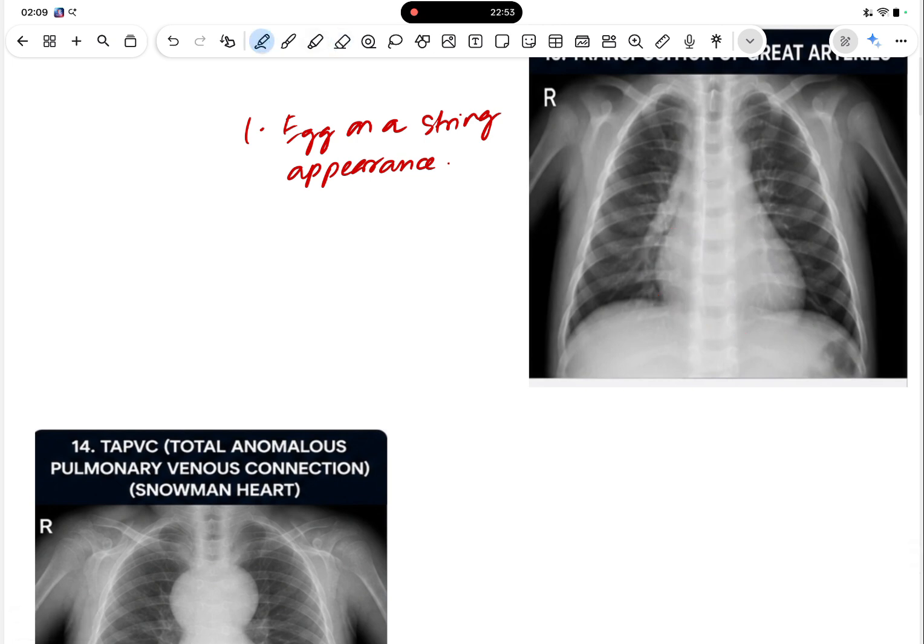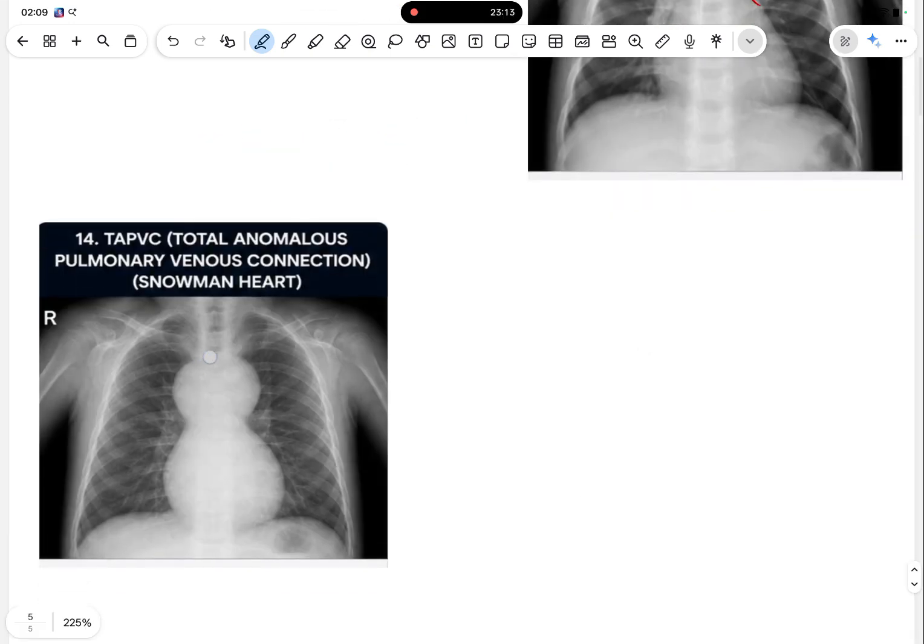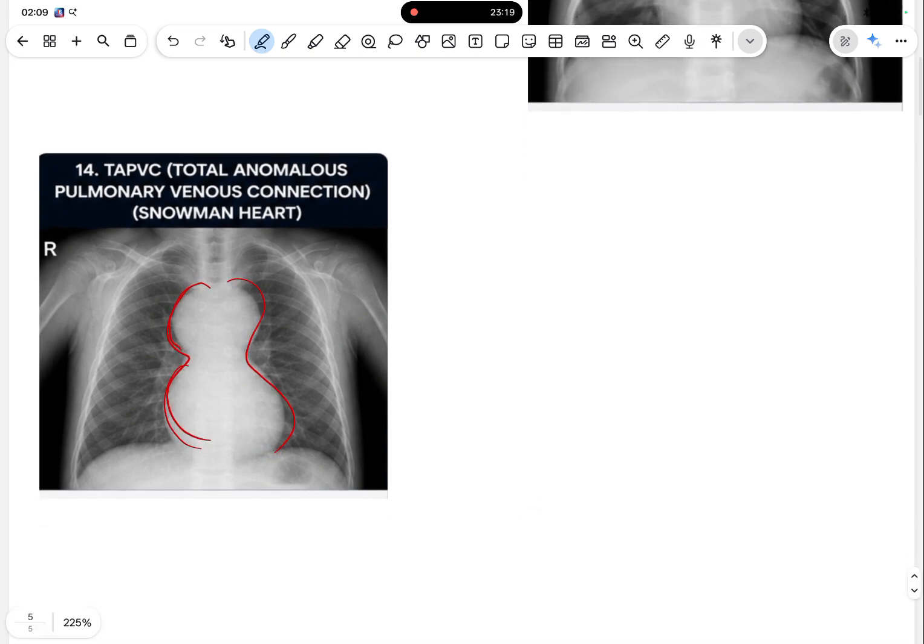There are some other points. There are increased pulmonary vascular markings, right? Then this is the classic snowman heart. TAPVC, total anomalous pulmonary venous connection, or figure of 8 snowman heart.